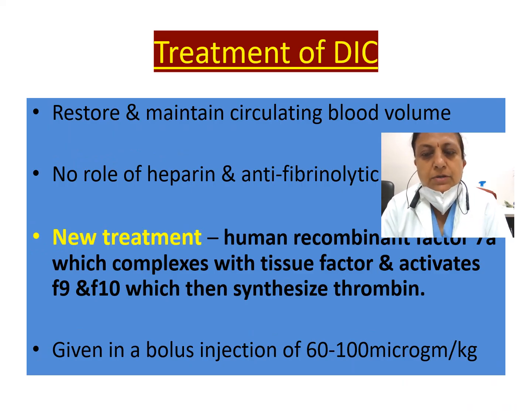Lastly, we'll talk about the treatment of DIC: restore and maintain the circulating blood volume. There is no role of heparin and antifibrinolytic drugs. The newer treatment is human recombinant factor 7A, which complexes with tissue factor and activates factor 9 and factor 10, which then synthesizes thrombin. It is given as a bolus injection of 60 to 100 micrograms.